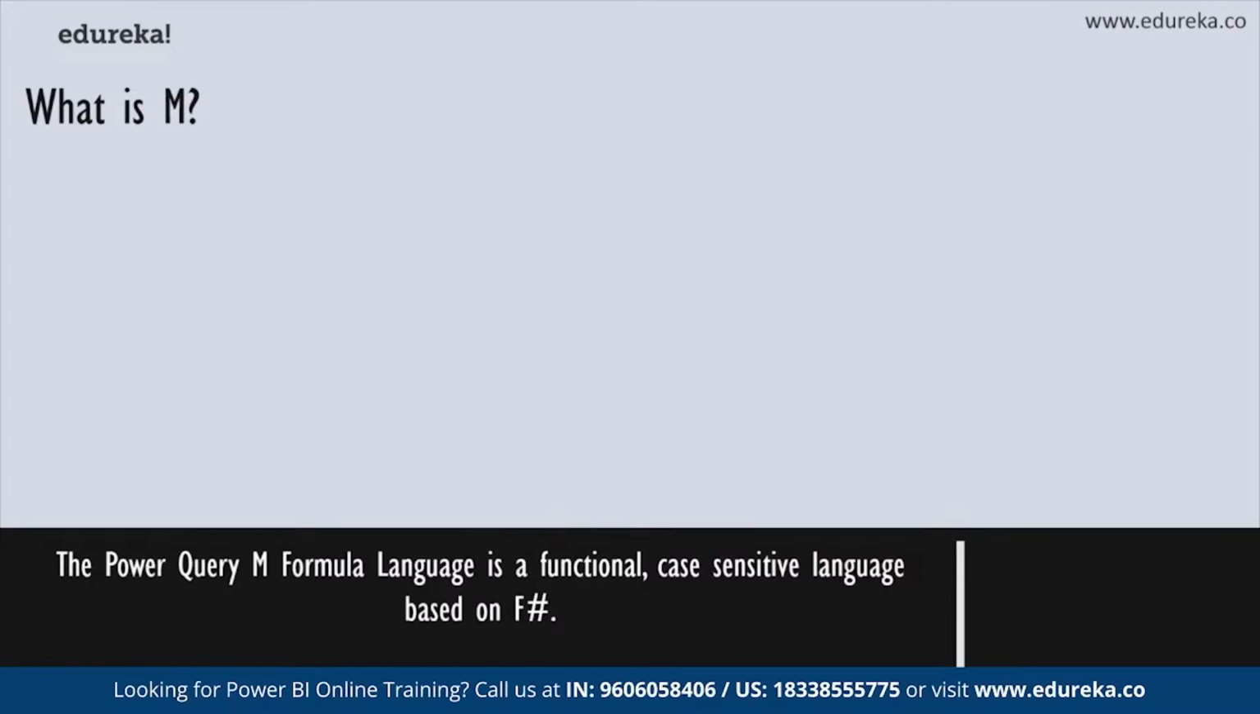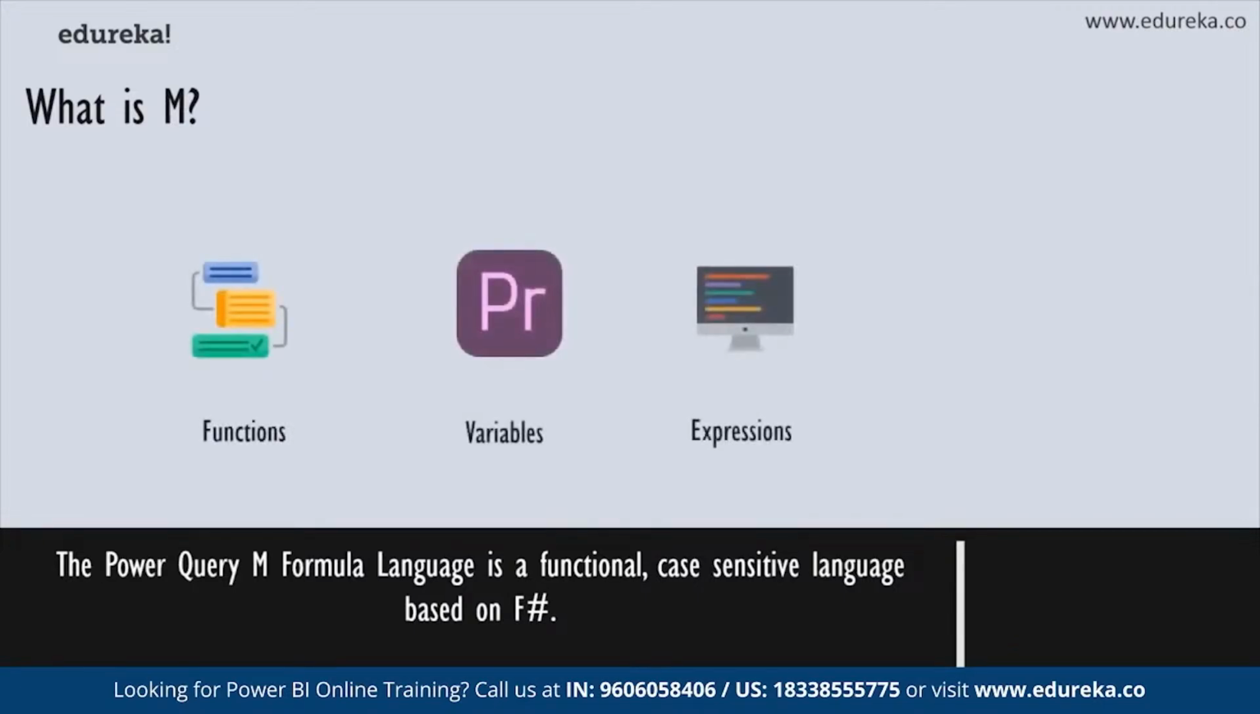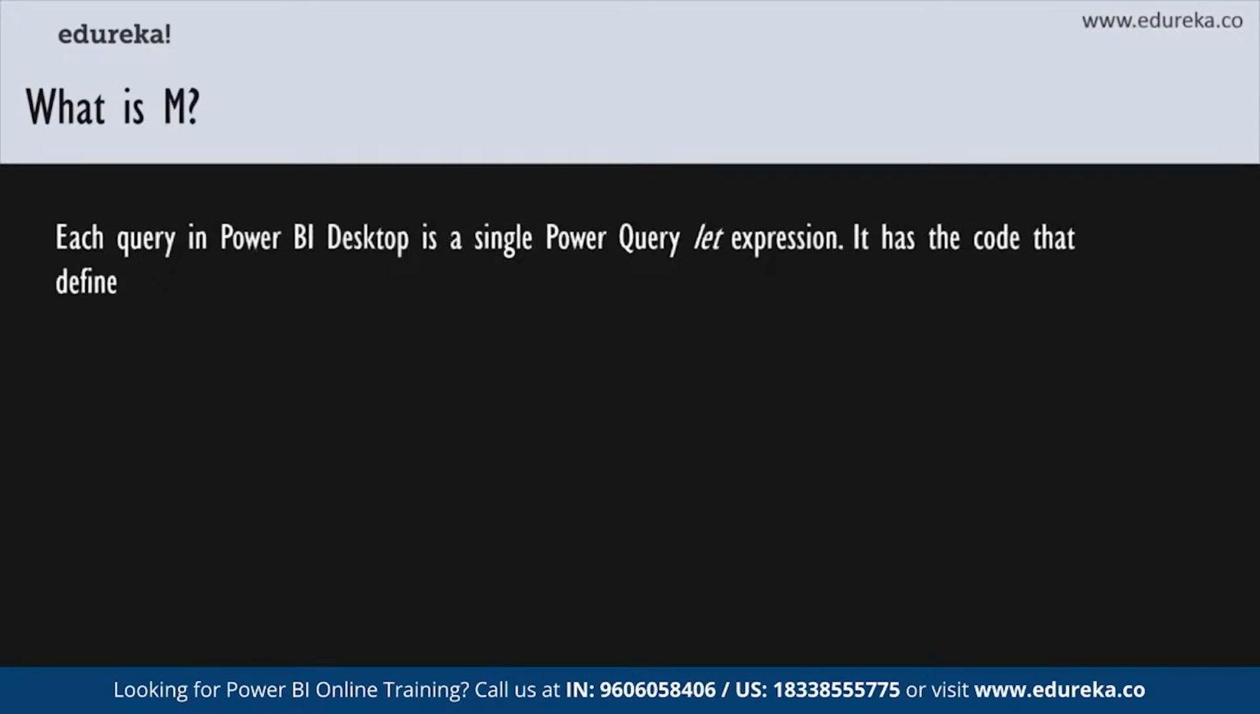As with many languages, Power Query statements are made up of individual language elements such as functions, variables, expressions, as well as values, both primitive and structured, that together define the logic necessary to shape the data. Now, each query in the Power BI desktop is a single Power Query let expression. It basically contains all the code elements that are necessary to define your data set.